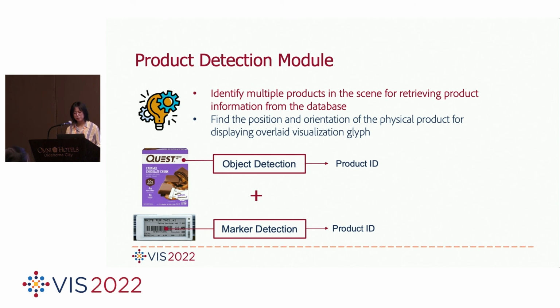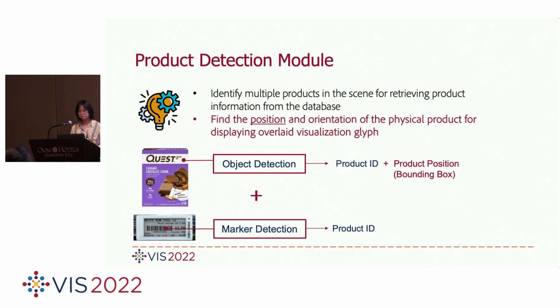With the product ID output from both methods, we can solve the first problem by identifying which product is in the scene. However, the object detection is very sensitive to how the product is displayed on the shelf, and it can have very bad performance when the products are jammed on the shelf, which can happen pretty frequently in the grocery store. The marker detection, on the other hand, is very sensitive to the lighting situation in the room. So combining these two methods gives us a very good chance of mitigating the downsides of both methods and enhancing the stability of the detection.